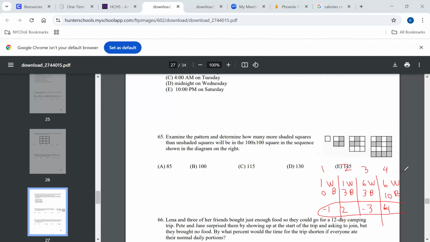Think all the way to the 100th box. Well, for the 100th box, you're going to have a 100 down here. And is it going to be positive or negative? Well, it's an even number, and all the even numbers thus far have been positive. It's 100.